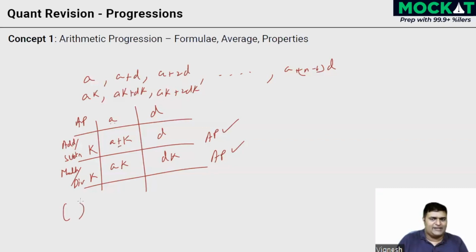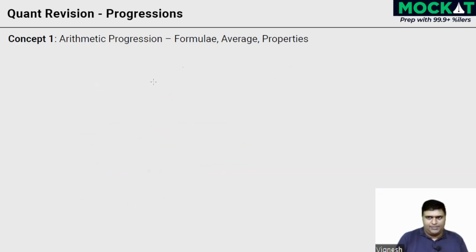Now, if I'm going to raise everything to the power of k, then it's not going to be in AP anymore. We stop at that. For arithmetic progression, if I'm adding or subtracting a constant, or multiplying or dividing each of these terms by a constant, the AP continues to be in AP, although they have different values. Next up, the last concept over here before we move to some examples is inserting arithmetic means.